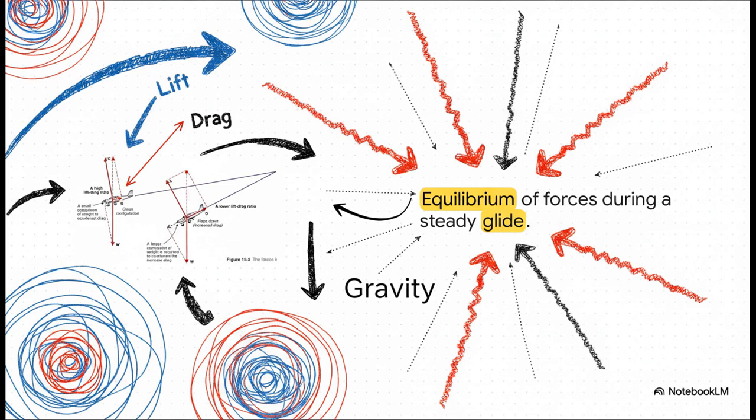To really picture this equilibrium, imagine your normal straight and level flight. Your engine's thrust pulls you forward to beat aerodynamic drag, right? But what happens when we pull the throttle back to idle? And that thrust is gone. Well, think about the physics.